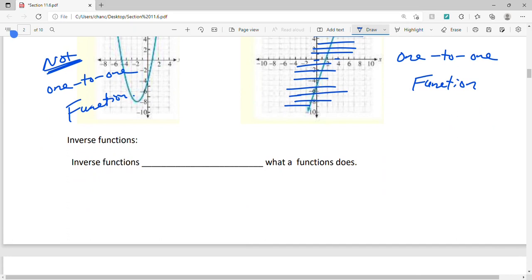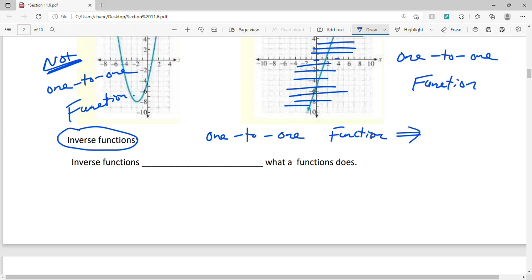Now, why do we care if a function is one-to-one or not? Well, if a function is one-to-one, that means an inverse function will exist. A one-to-one function implies that an inverse function exists. So if you have a function that is one-to-one, we know there's going to exist an inverse function.